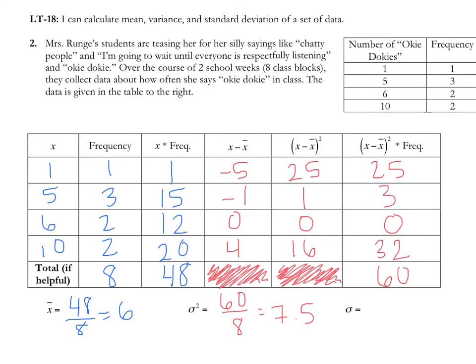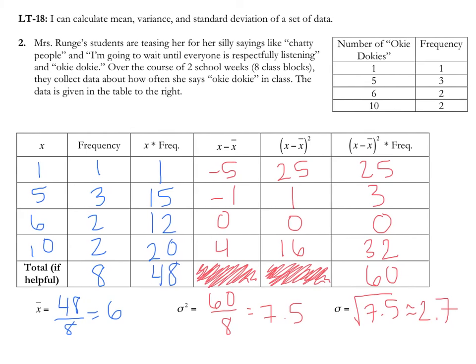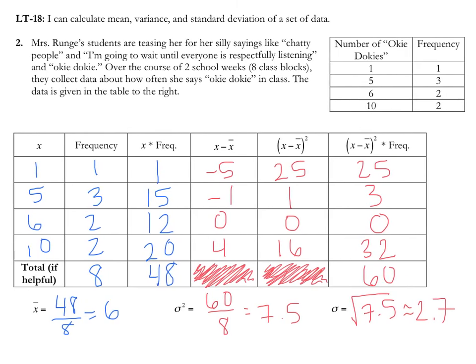And our standard deviation is always just going to be the square root of our variance. And if we take the square root of 7.5, we get about 2.739.